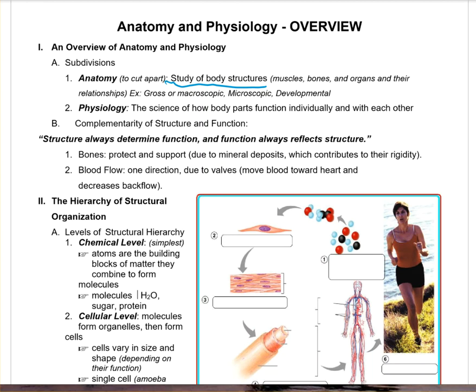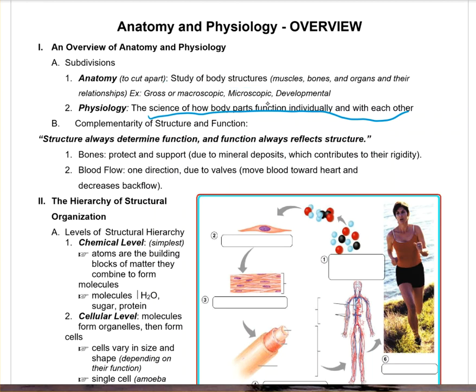Then we have physiology, and physiology is the study of how body parts function individually and with each other. That means what these different body structures are doing, how they're actually working together.